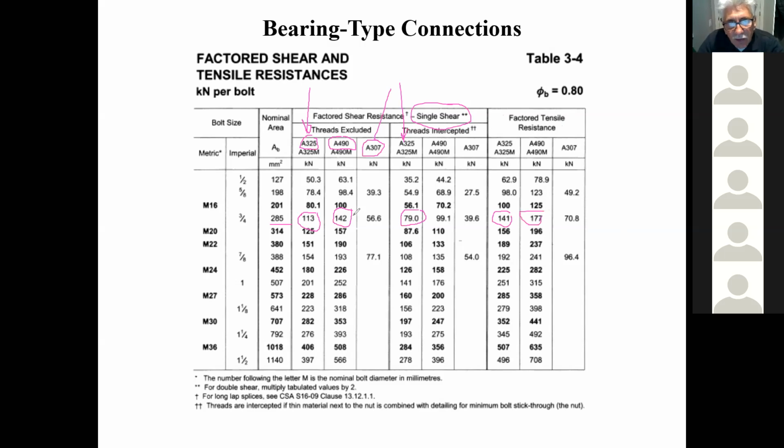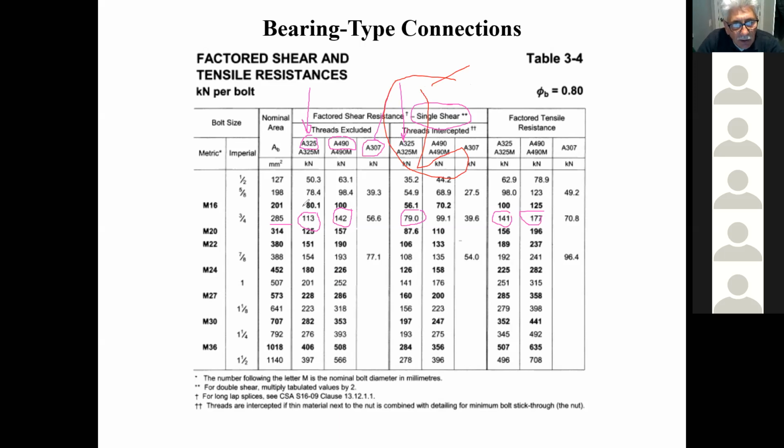So for example, in a problem, I can tell you the threads are excluded. If I tell you the threads are excluded, I expect you to use this value. If I tell you that the threads are intercepted, then I expect you to use this value. That's the only thing to be careful about. And if you're not sure in your design whether threads are going to be excluded or intercepted, always use these values here. This way, if they're not intercepted, your connection is that much safer.